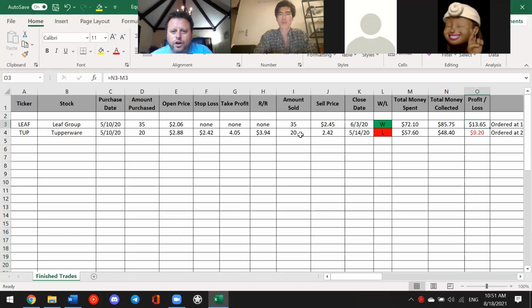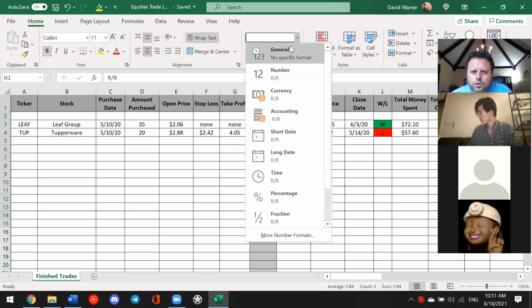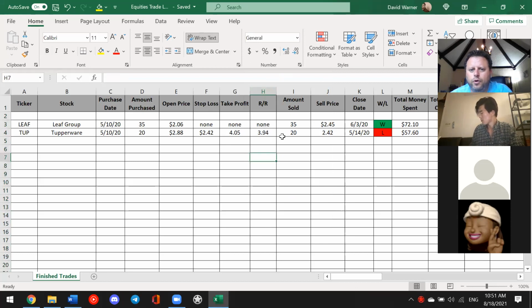So you see over here for risk to return, this shouldn't be a dollar amount actually. This should just be a number, 3.94. This one, I wasn't careful on it, and I didn't write them down. I had it, I just didn't write them down. Sometimes I'm lazy, but I had a good risk to return here, but I still lost. And that happens.